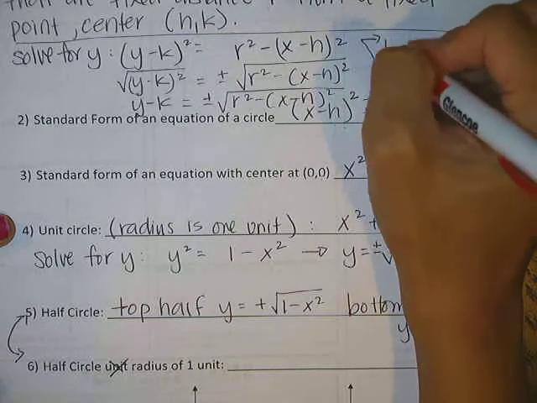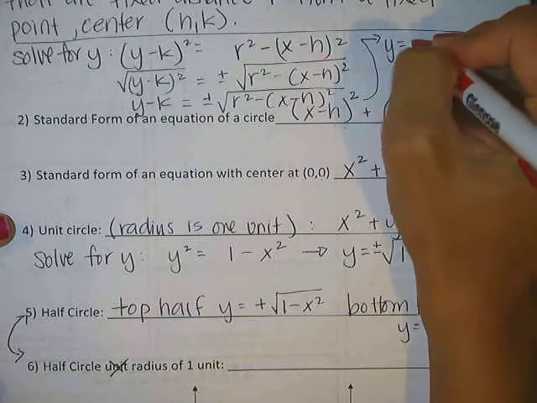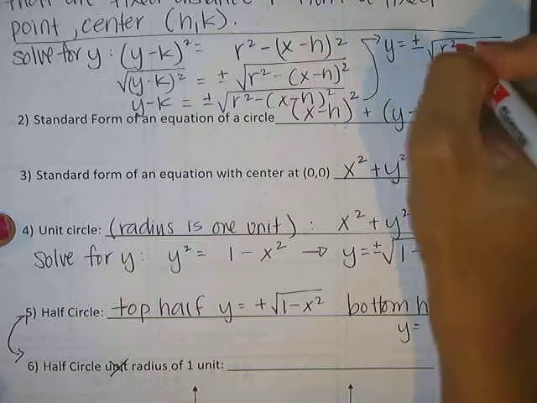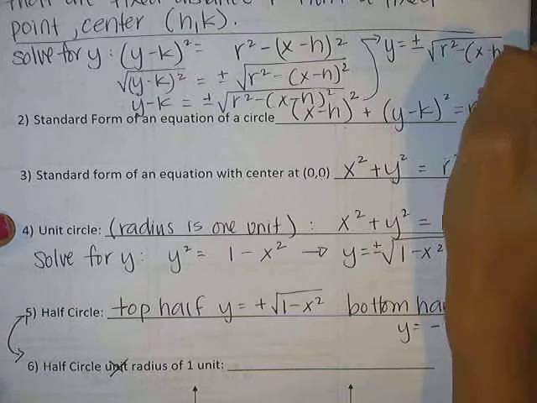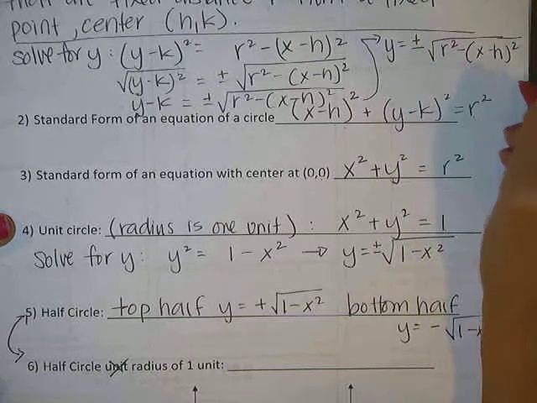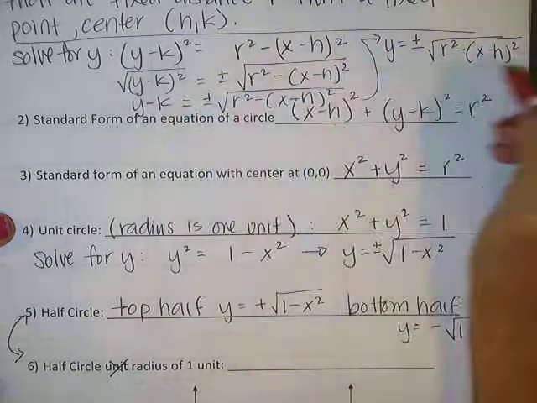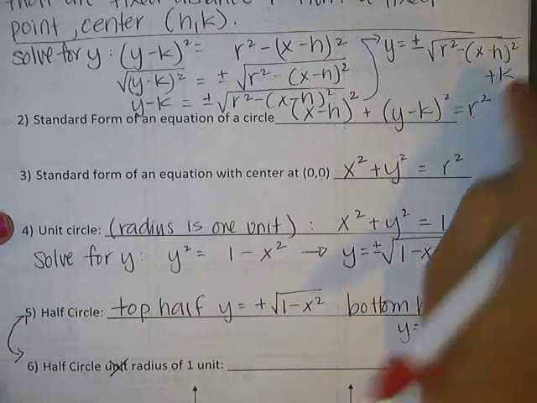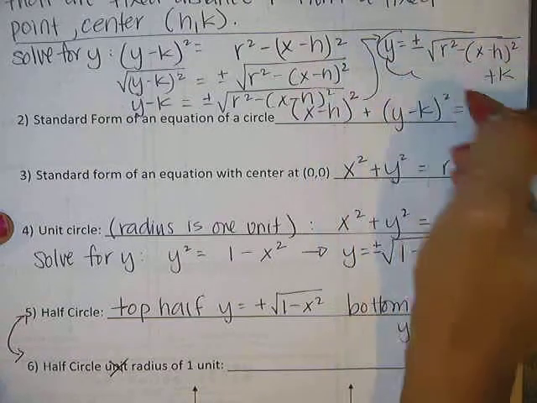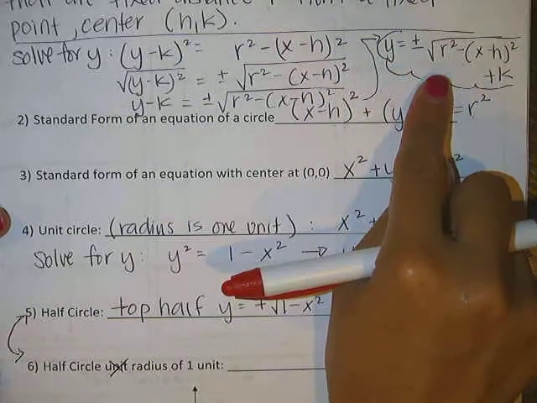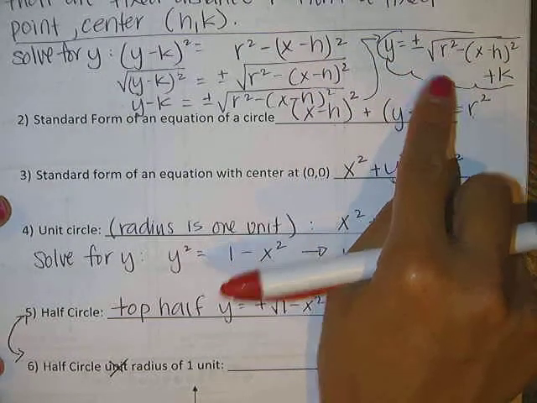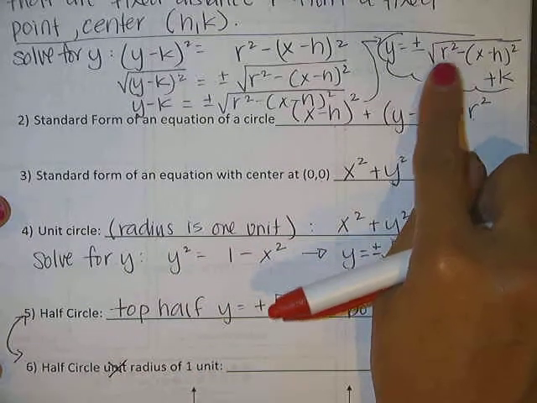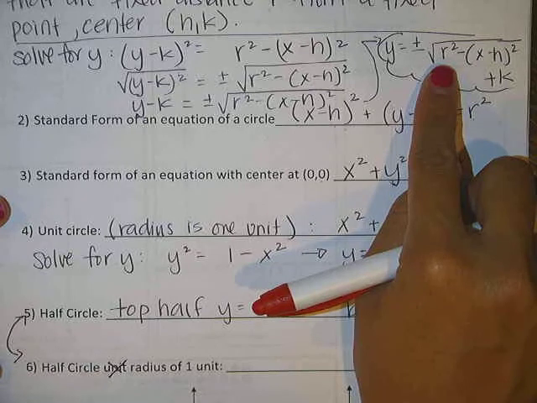So now I have y equals plus or minus the radical of radius squared minus x minus h squared. And since I'm out of space, I'm going to do the plus k outside of the radical. So this does not belong in the radical. So this is the half circle formula when the radius is not 1. So the radius can be 16, for example.